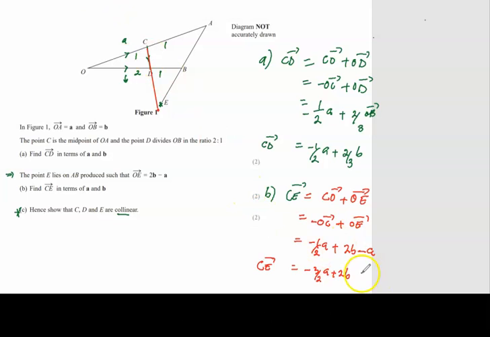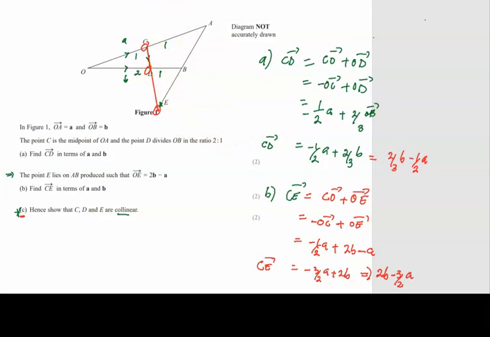All right, I always prefer starting with the positive one, so I write this one as 2B minus 3 over 2 A. And this one as well, I'll write it as 2 over 3 B minus a half of A. All right, now part C. Part C is asking us to show that CDE are collinear, meaning that C, D, and E lie on a straight line.